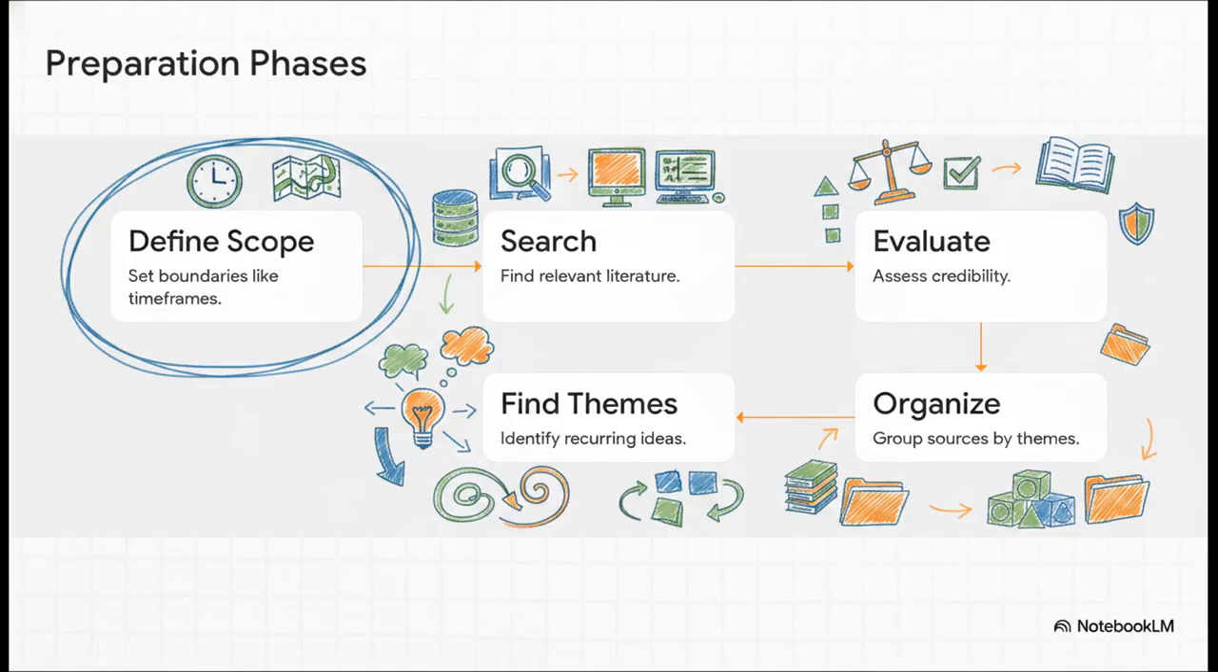Let's move on and see how this actually builds. Here are the first 5 crucial preparation phases. Step 1 is defining the scope. You have to set boundaries, like timeframes and source types, just so you don't get completely overwhelmed. Step 2 is searching for relevant literature, utilizing those powerful databases we talked about earlier. Step 3 involves evaluating those sources for credibility. Step 4 is organizing and summarizing.